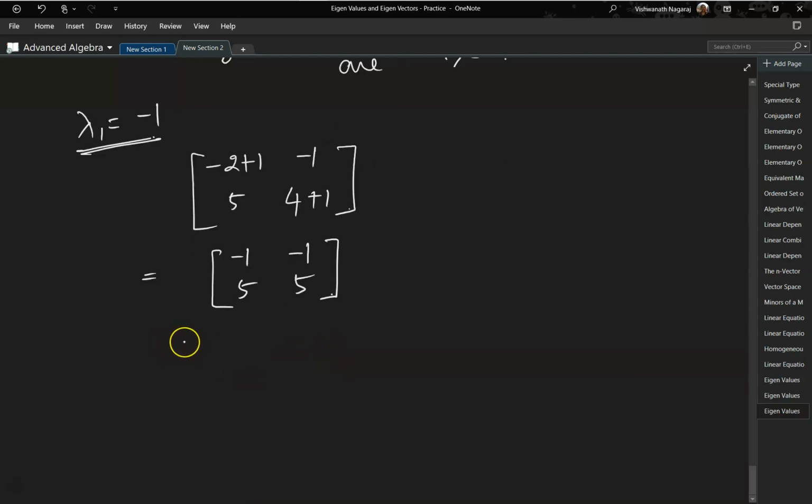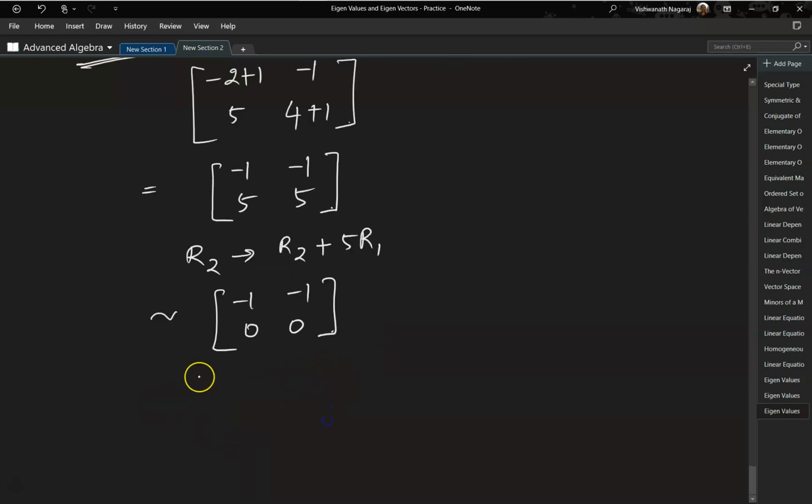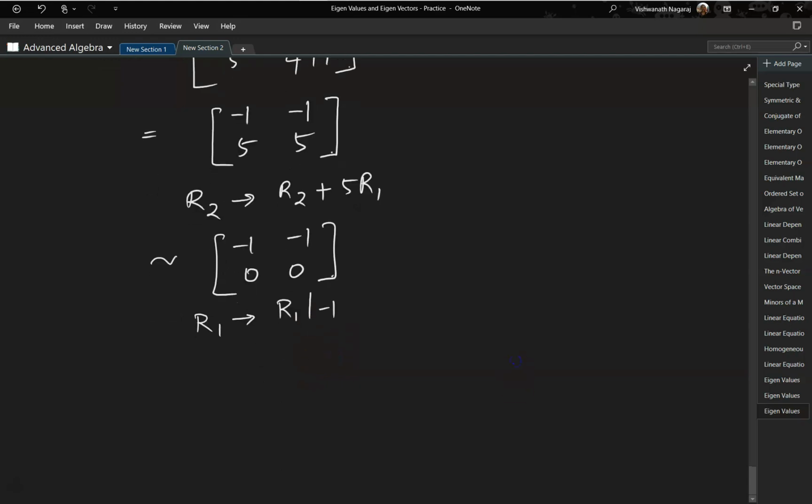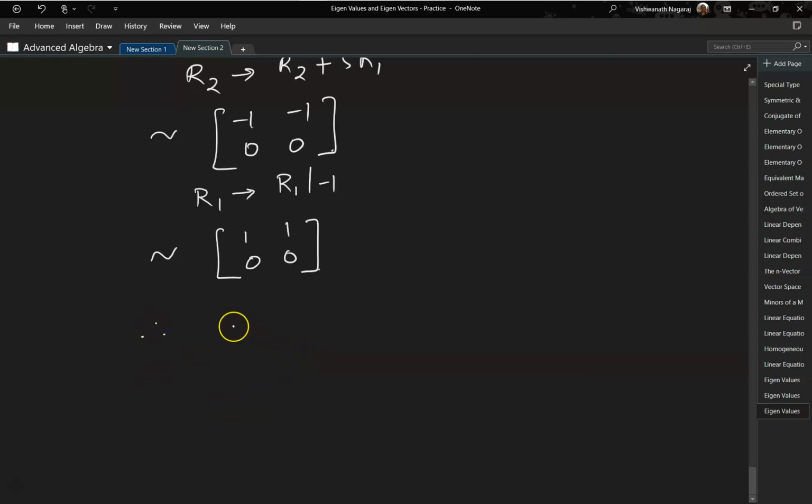So here we can say R2 plus 5R1. So the equivalent would be minus 1, minus 1, and this will become 0, 0. And then we can say R1 divided by minus 1 or multiplied by minus 1. Doesn't matter. Either way, we get 1, 1, 0, 0. So therefore, x plus y equal to 0, which means x equal to minus y.